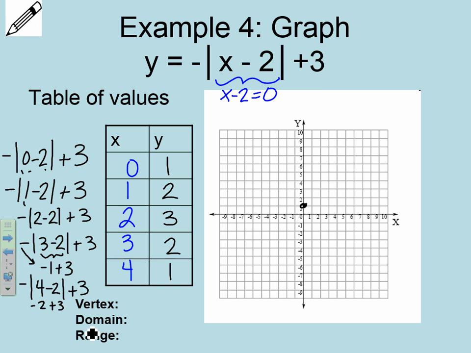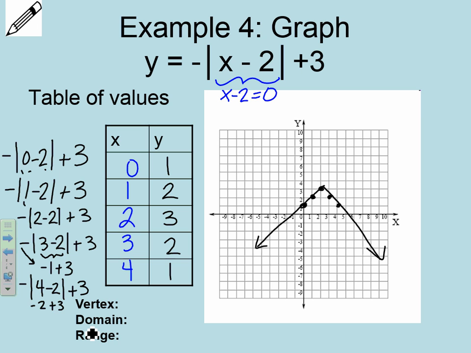(0, 1) is 1 point. (1, 2) is another point. (2, 3). (3, 2). (4, 1). This is still a V shape. He's just a little different. He's an upside down V shape.